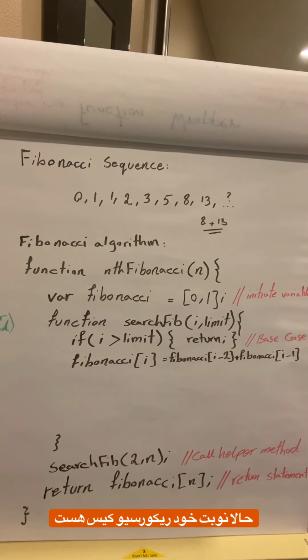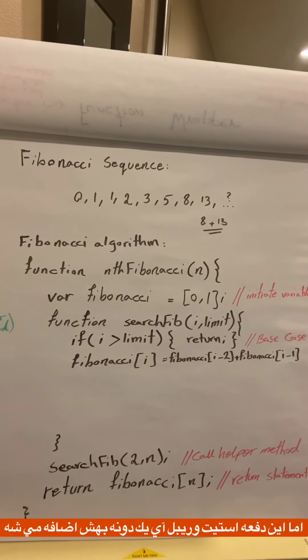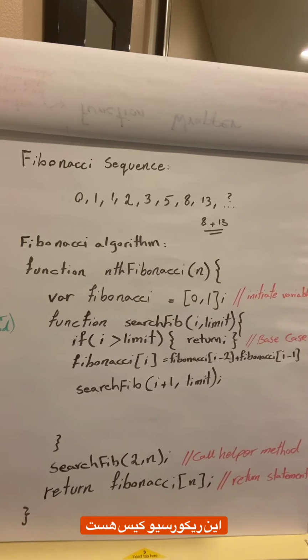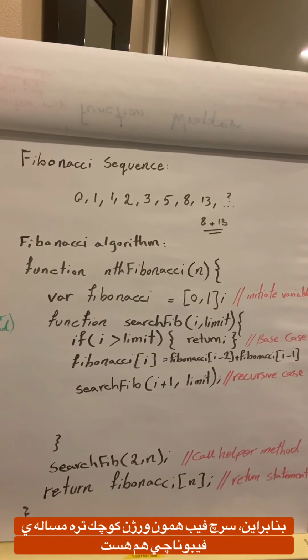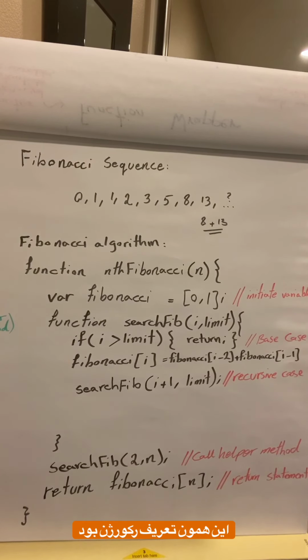Now it's time to implement the recursive case itself, which means that it's time to call searchFib again. However, this time we need to increment the state variable I by 1. After all, state variable I was the one that was going to be incremented up until it reached a limit. So this is the recursive case. This is when the function calls itself. Therefore, searchFib is the smaller version of the nth Fibonacci sequence problem. That's basically the definition of recursion.